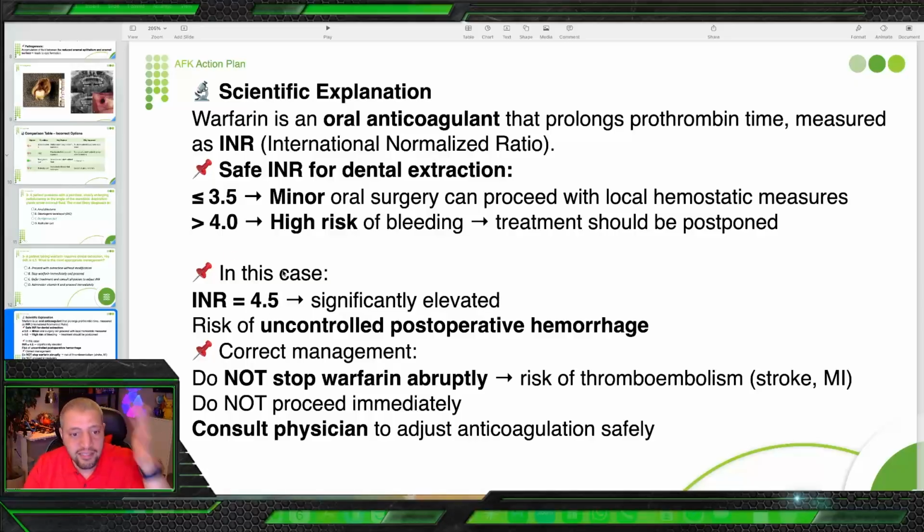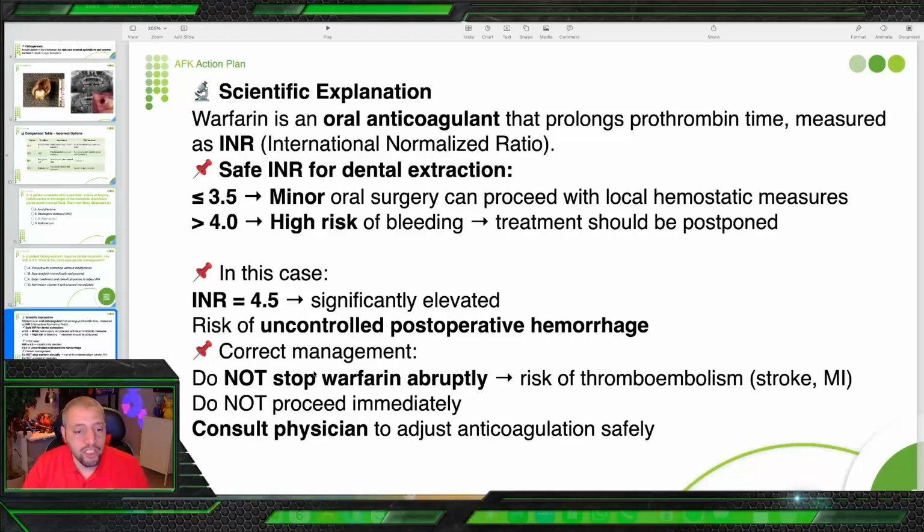So literally this patient has water inside his veins. The normal number where we can do extraction is less than or equal to 3.5. Minor oral surgery can proceed with local hemostatic measures. More than 4, no, we have a higher risk of bleeding, and here we have 4.5, significantly elevated, watery blood. So we have a risk of uncontrolled postoperative hemorrhage.